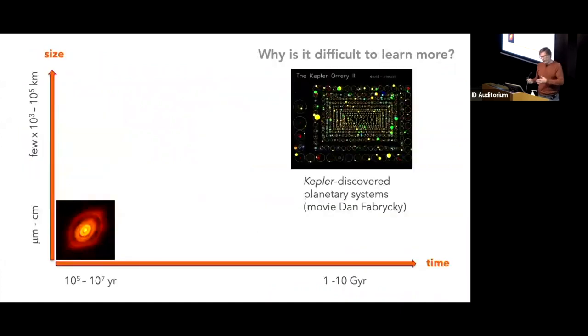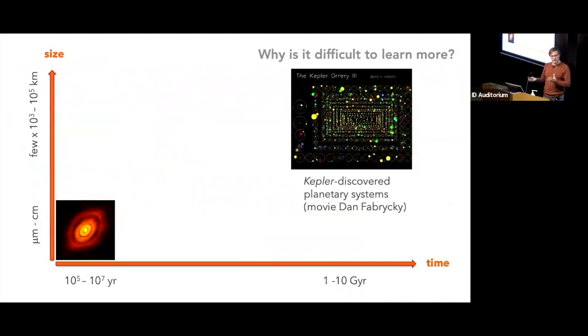So that's what we think we know. Why is it difficult to learn more, to have more details about how this process takes place? Well, the main thing is that although we have a huge amount of observational data, it's quite restricted in the parameter space that it occupies. So here, I've schematically sketched time on the x-axis and then the size of things that we can see on the vertical axis.